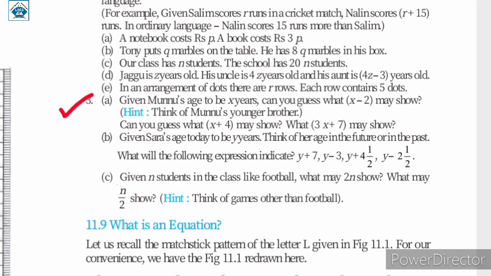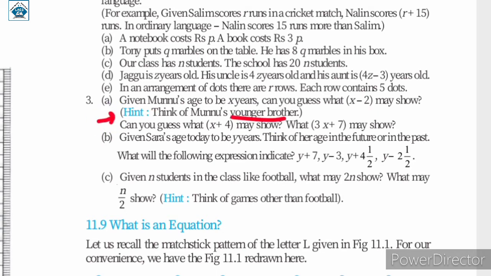Question number 3. Given Munnu's age is x years, can you guess what x minus 2 may show? Hint: think of Munnu's younger brother. Can you guess what x plus 4 may show? What 3x plus 7 may show? So in this question, we are given that Munnu's age is x years. So we are asked, can you guess what x minus 2 is? In the hint, we are given to think of Munnu's younger brother.